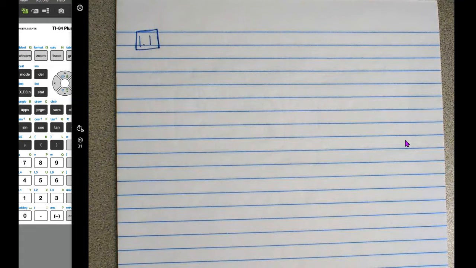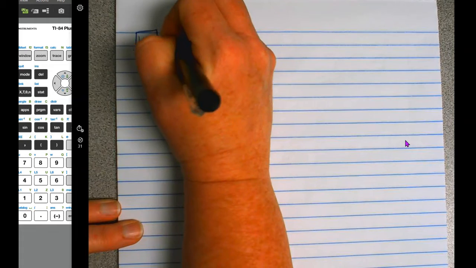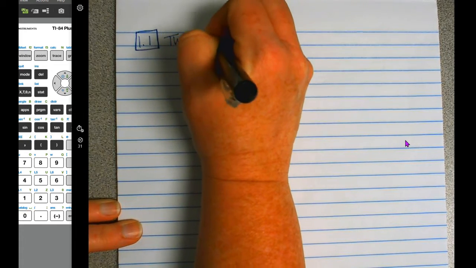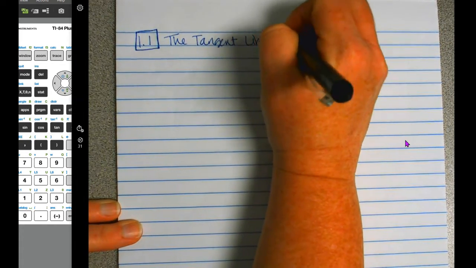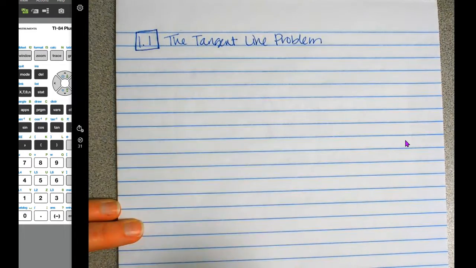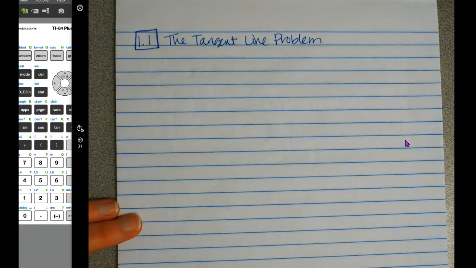1.1 has 2 ideas. One of them is the tangent line problem. That's where we're going to start. The tangent line problem. Is that big enough for y'all?